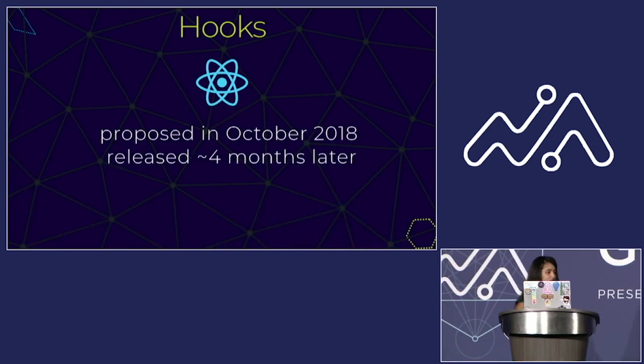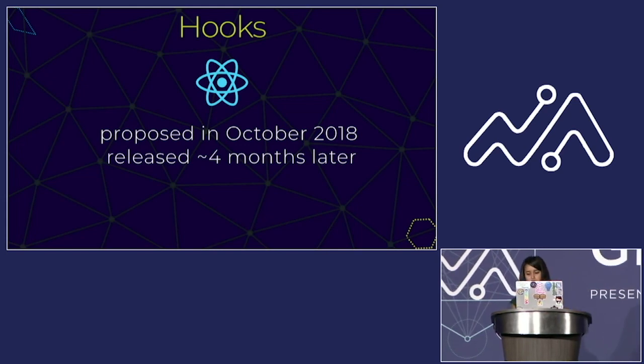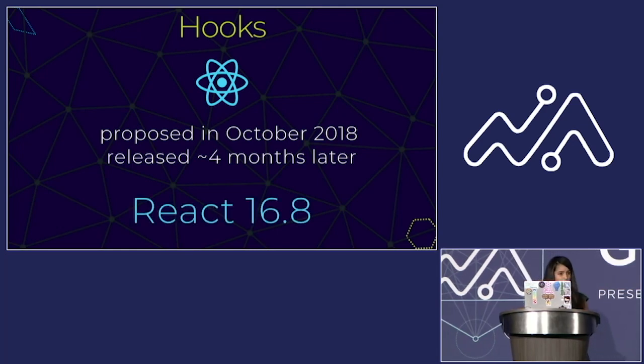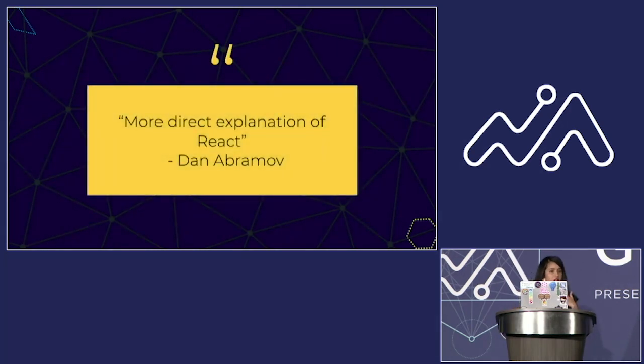So hooks was actually proposed in October 2018, just a year ago, and released 4 months later. It is now stable in React 16.8, and most of you are already using it, so that's great to know. But what is hooks? So according to Dan, hooks are actually a more direct explanation of React, such as state, lifecycle, and context. So it's a more intuitive way of thinking of React. And we no longer have to think in terms of lifecycle methods like component did update, component did mount. We don't have to worry when React is rendering, but now we can worry about the data and how the data flows within our application.